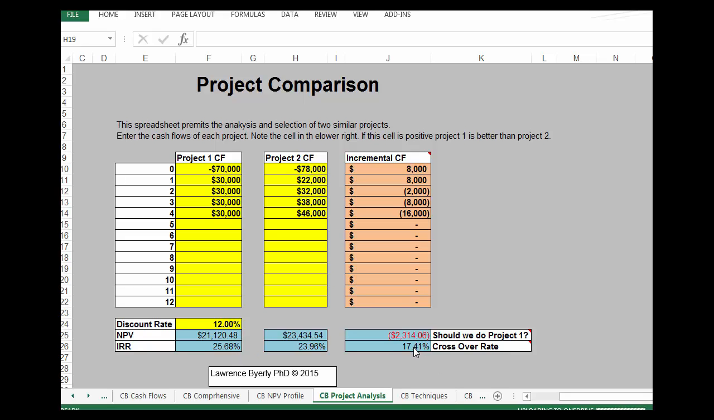The crossover rate just gives us the point, or the discount rate, where both of these projects would have the exact same net present values. So we'll look at this in another example when we look at net present value profile. But for right now, that is the basics of analyzing a project or two projects using the incremental cash flow technique.